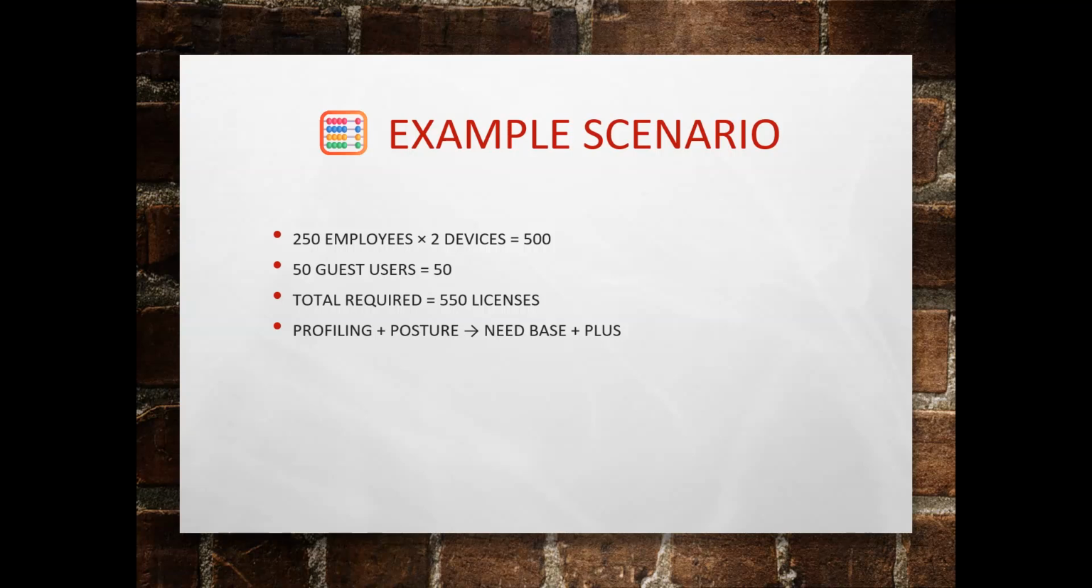How to calculate the license? For example, a company has 250 employees. Each employee has one laptop and one smartphone. That means 250 multiplied by 2 equals 500 devices. Additionally, there are 50 guest users. So the total concurrent devices is 500 plus 50, equal to 550 devices. If the company needs profiling and posture assessment, you need at least 550 Base licenses and 550 Plus licenses. Always add extra as buffer capacity, 10 to 50 percent, because network users can grow.